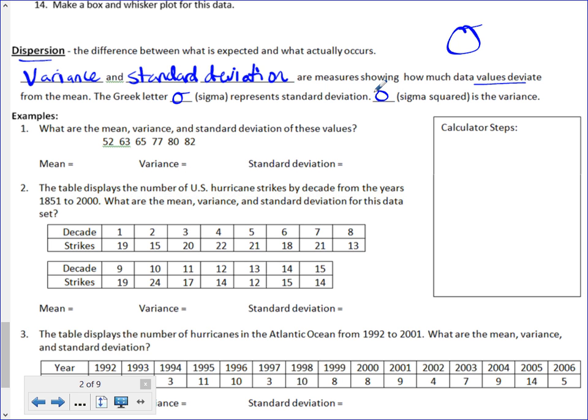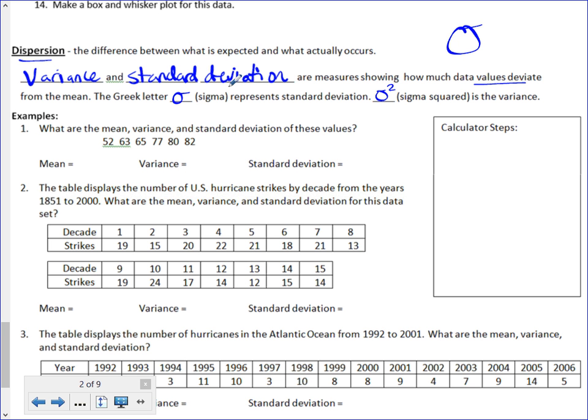Okay, sigma squared is the variance. Just take the standard deviation and square it. It's actually a little bit more complex than that. I'm still trying to decide how much I want to teach you about variance. I don't think it pops up very much in our stuff, so I really want to focus on standard deviation.